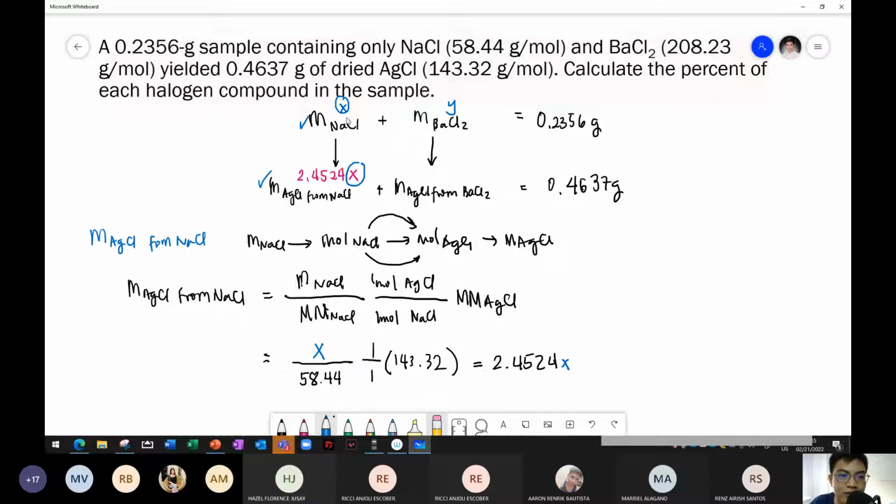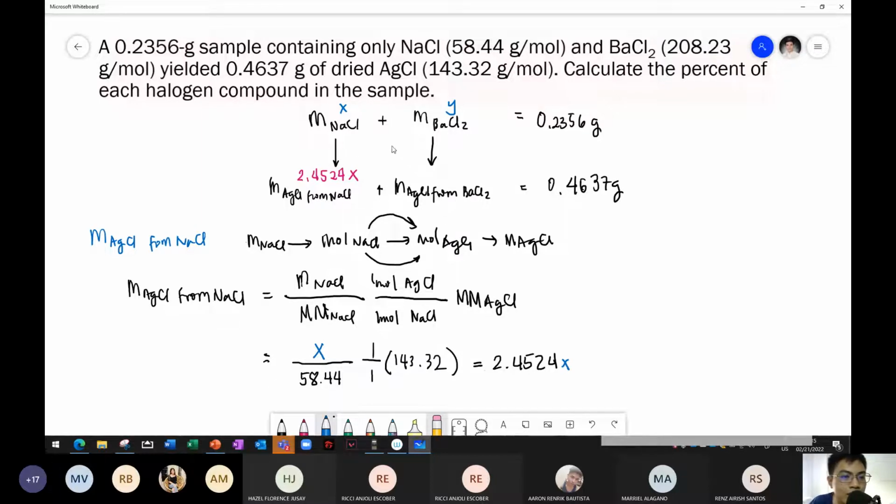And yung conversion from NaCl to AgCl, ito yung factor. Okay? Basically, whatever the x is, you just multiply it by this to get that. Okay? To get the mass of the AgCl from NaCl. Okay? Sa ganitong type ng problem, paulit-ulit lang yung ganitong process. Okay? Gagawa ka dalawang equation, then you convert this into your precipitate.